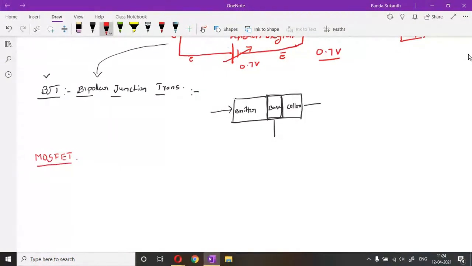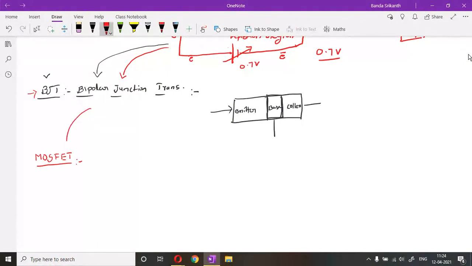So why is the trend going like this? Why are people going from the PN junction to the BJT? Because there is no control over the flow of current in a PN junction. That's why people are moving towards the BJT.